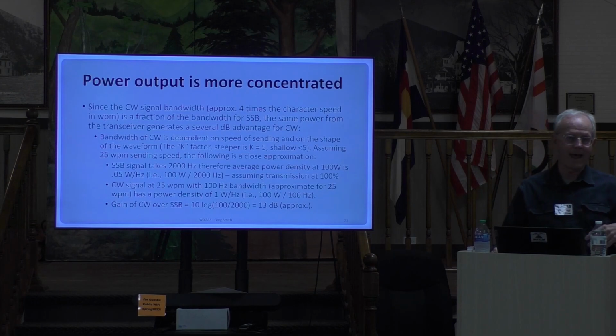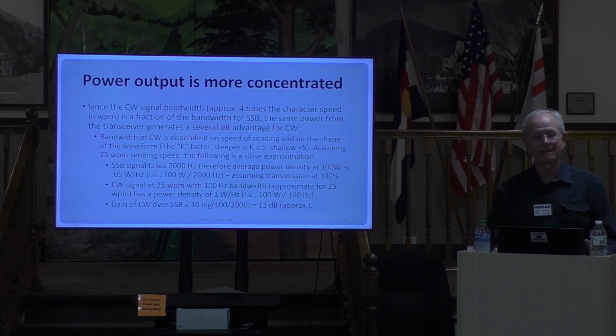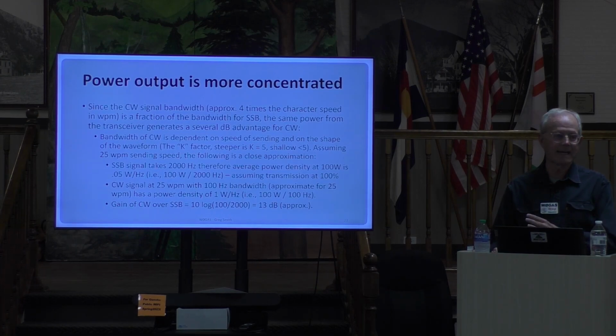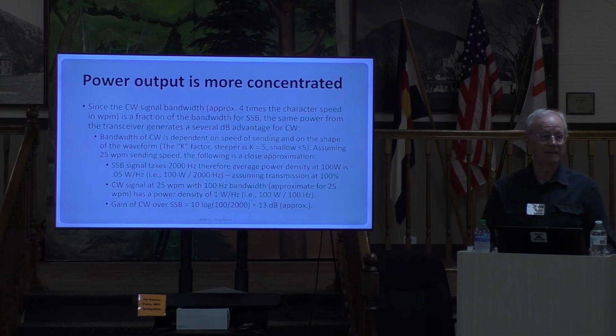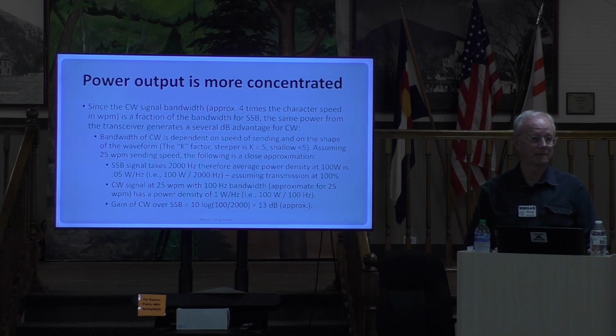So there's some math, and you can go through the calculations, but to make a long story short, there's about a 13 decibel difference in using CW as opposed to using single sideband, and that's assuming you're transmitting at 25 words a minute CW, which is relatively fast for most CW operators. Most CW operators operate in the 18 words a minute range. There are some people that operate a lot faster, and in contests they operate a lot faster.